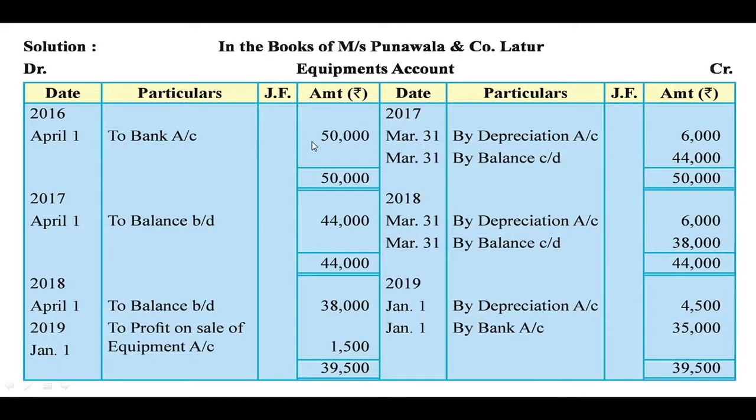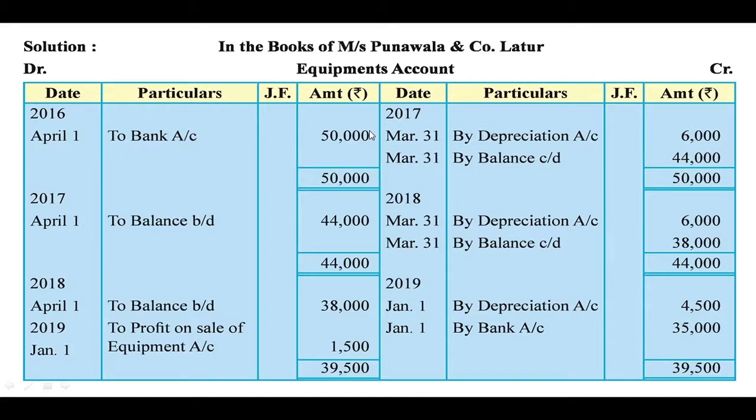Entry will be recorded in the ledger as follows. Since in the journal entry equipment account is debited because equipment comes in the business, in the particulars on the debit side we have to write to bank account, and the amount we have to write in the amount column. Therefore you have to remember, in asset account, always cash or bank comes on the debit side when the asset is purchased.